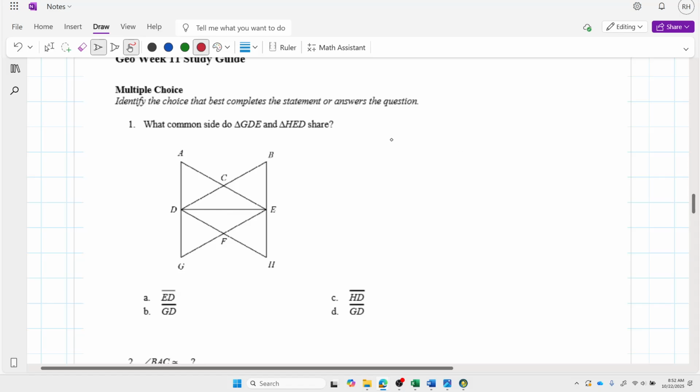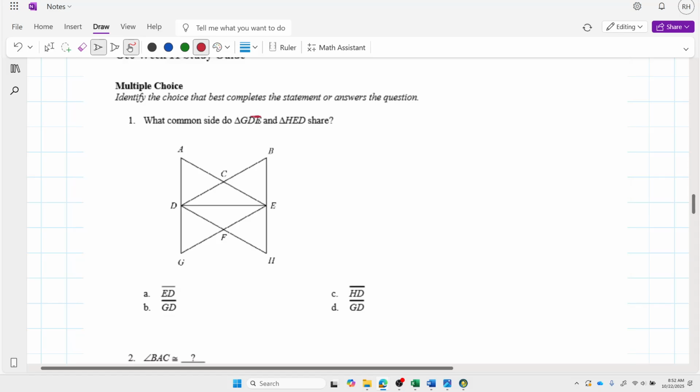All right. You see how this first triangle has a side DE in it? And the second triangle has a side ED or DE in it. Okay? If the same two letters are in both descriptions, then that's the side that they share. They both share side DE or ED, so it's right here. Answer choice A.